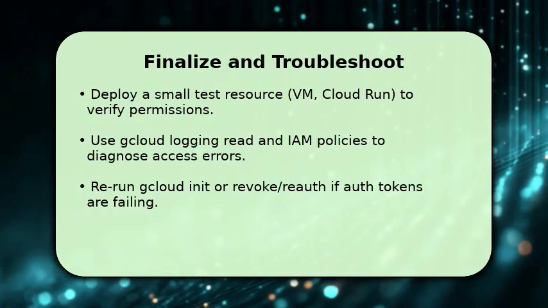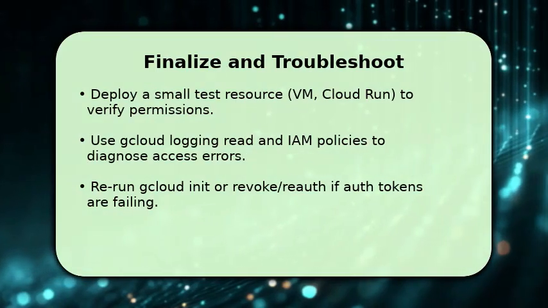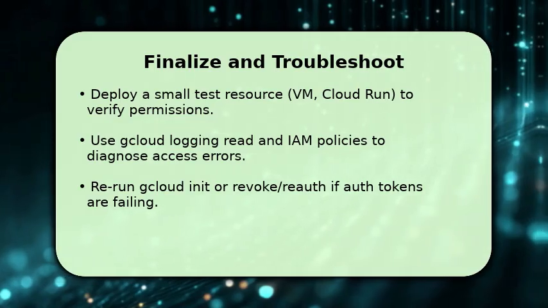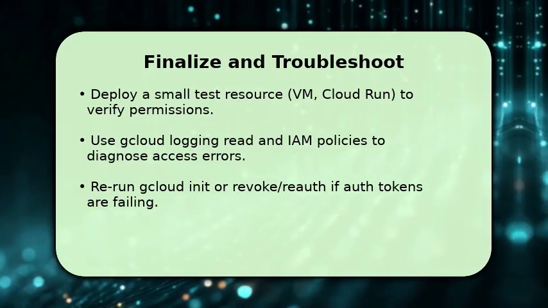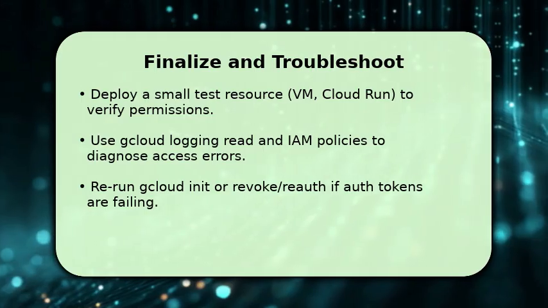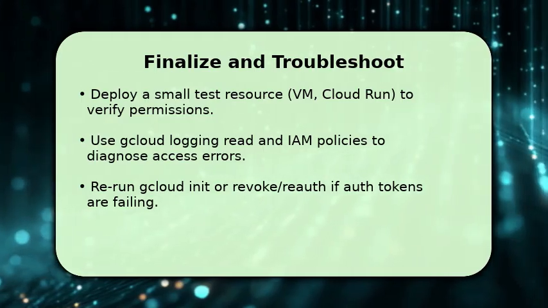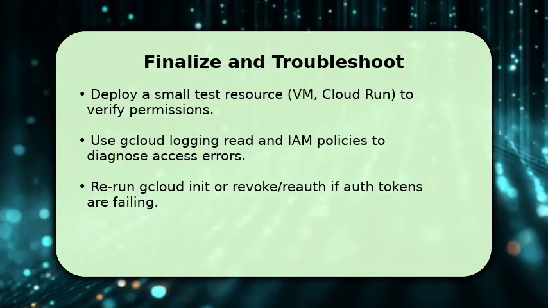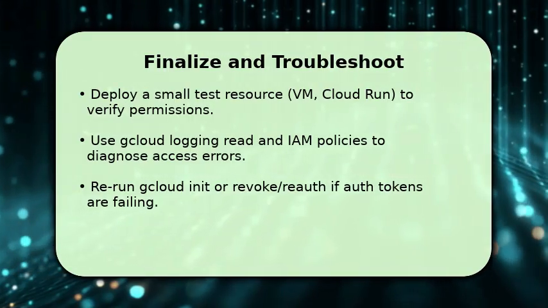To finish, deploy a simple test workload, create a VM or push a Cloud Run service to confirm the kit works end-to-end and that APIs, roles, and billing are correct. Verify logs and operations with gcloud logging read and check IAM roles if actions fail. Often a missing role prevents provisioning.